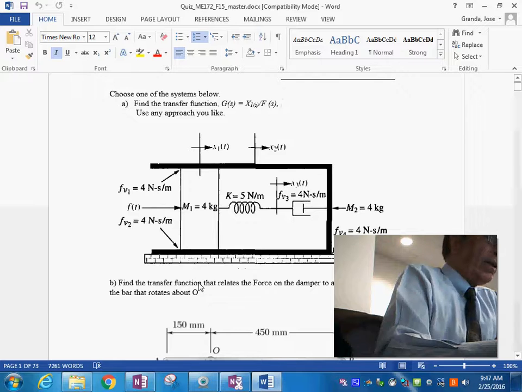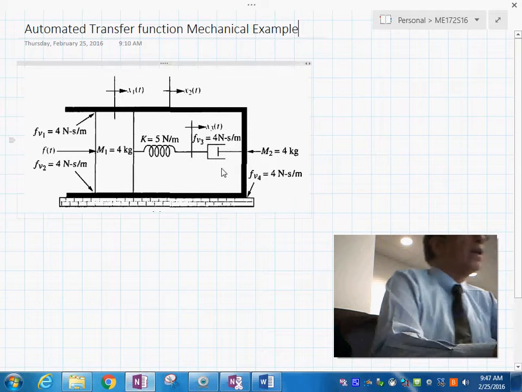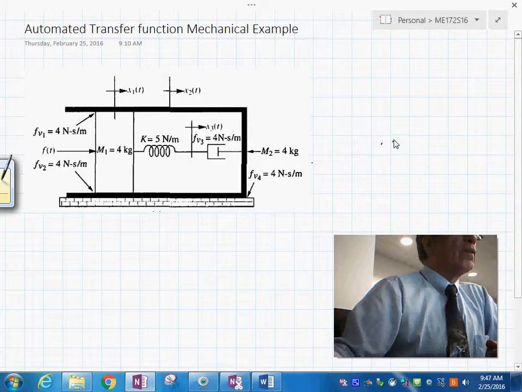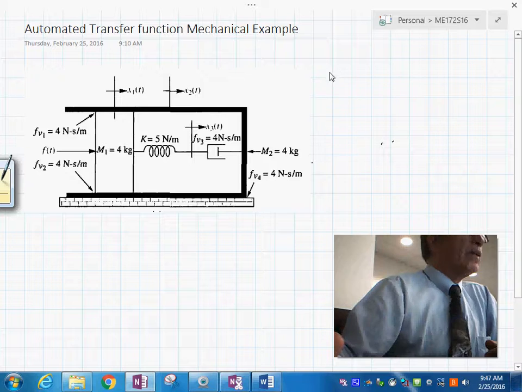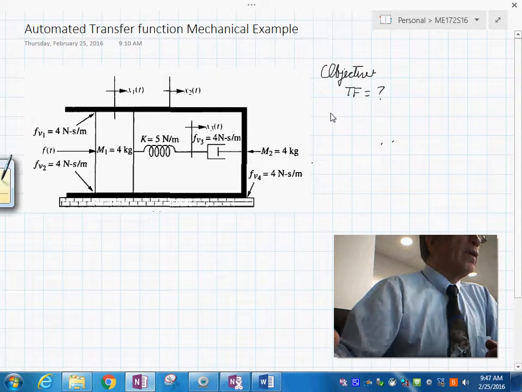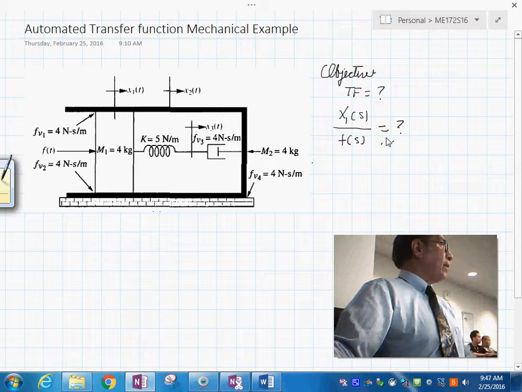All right. So I'm just going to write it down in here: objective. So you want the transfer function. This is the relationship between x1 of s to the input force, this F of s. This is your objective. All right. So let me disappear from here and we'll proceed with this.